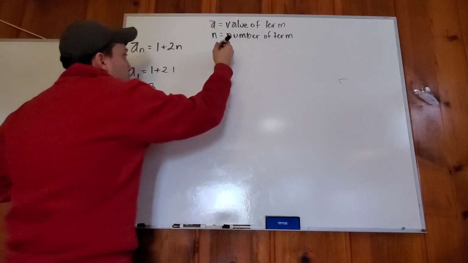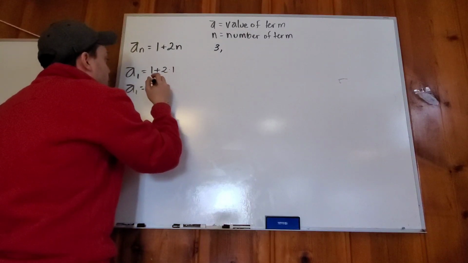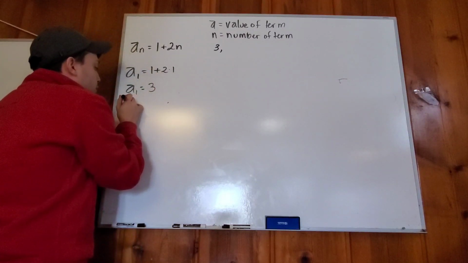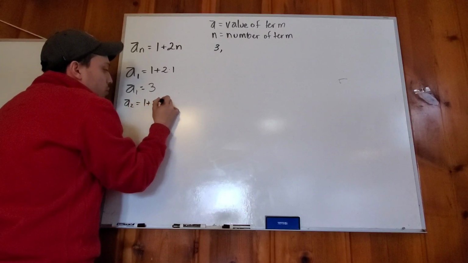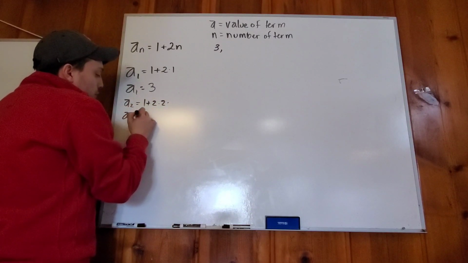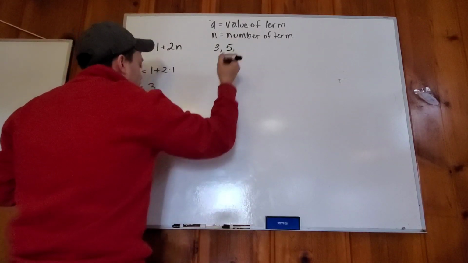So my first number of this new sequence is going to be 3. Then I have to do the same thing, but a of 2. So a of 2 is going to be 1 plus 2 times 2. And a of 2 then ends up being 5. My second number is 5.